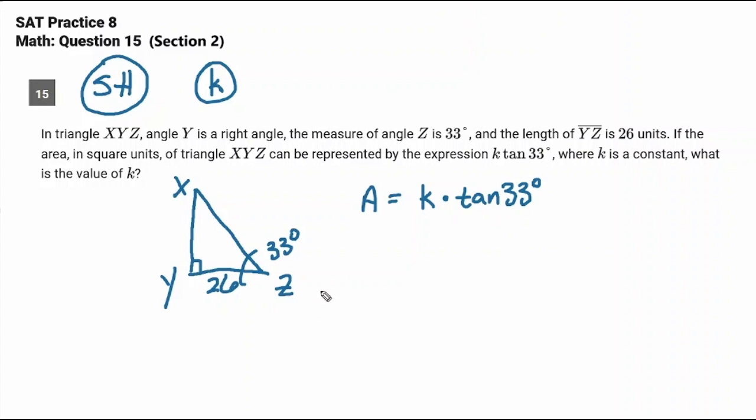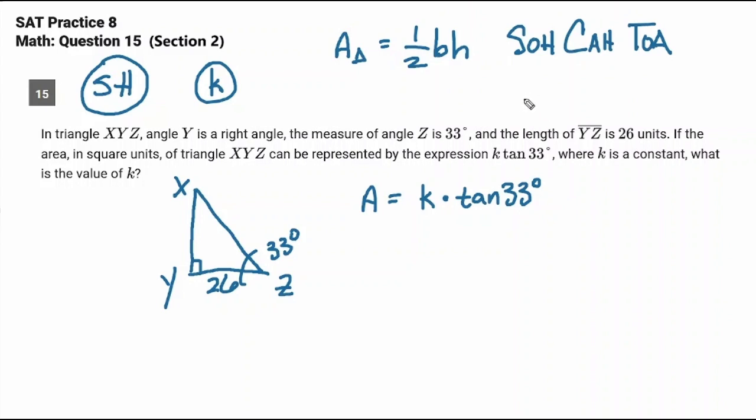Alright, all this is a puzzle that you got to put together. The two pieces of the puzzle are the area of a triangle, that's half of base times height, as you know. And the other part is SOHCAHTOA. SOHCAHTOA is all you need to solve trig problems on the SAT. Sine, cosine, tangent. What do we got? We got tangent. Tangent is opposite over adjacent. What that means is it's the opposite side over the adjacent side.